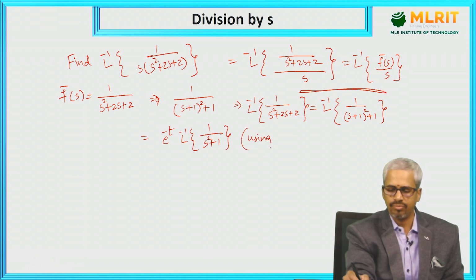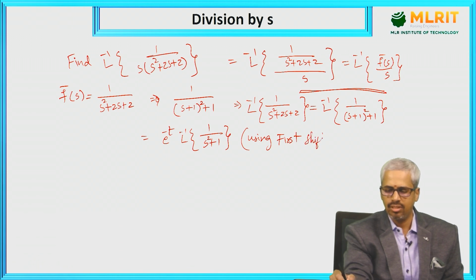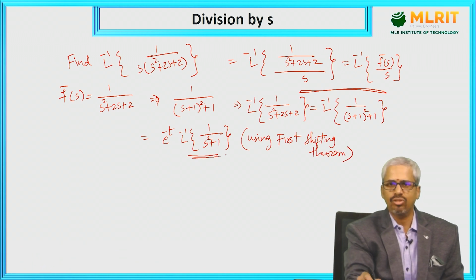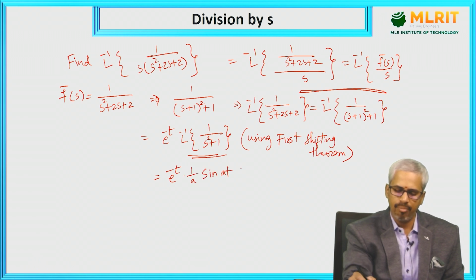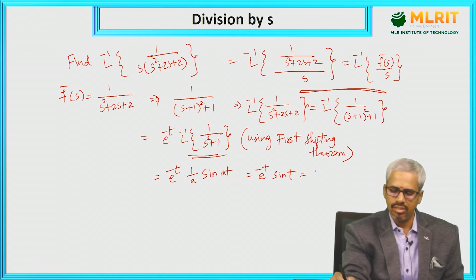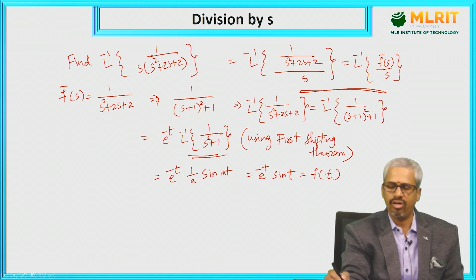Using first shifting theorem, right? Now, what is L inverse of 1 by s square plus 1? 1 by a sin at. Here a means 1. So, this can be written as e power minus t sin t. This I am assuming as some function of t, let it be f of t.